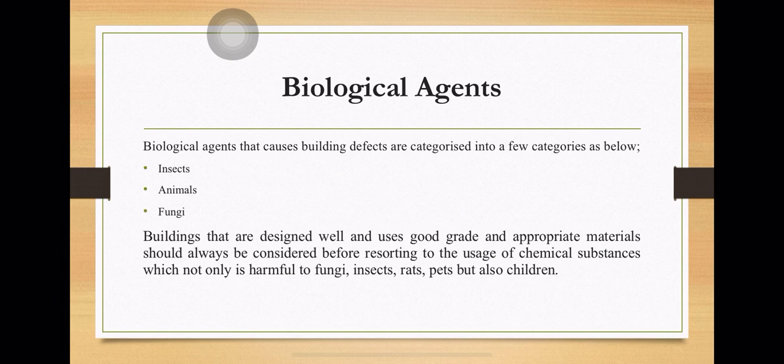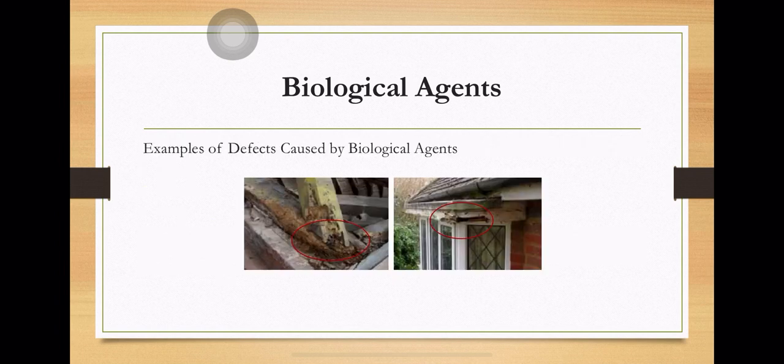Next is biological agents. Biological agents that cause building defects are categorized into a few categories as below: insects, animals and fungi. Buildings that are designed well and use good grade and appropriate materials should always be considered before resorting to the usage of chemical substances, which not only is harmful to fungi, insects, rats, pets, but also children and human beings. So the example of defects that is caused by biological agents is shown in a picture where I've circled in a red area.